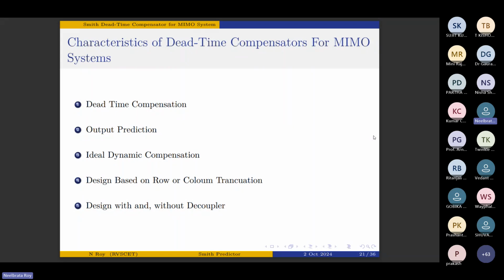So generally many dead time compensators are also designed with a decoupler. But using a decoupler, the problem is that the order of the system increases. So these are the methods and characteristics for the design of dead time compensators for MIMO systems.